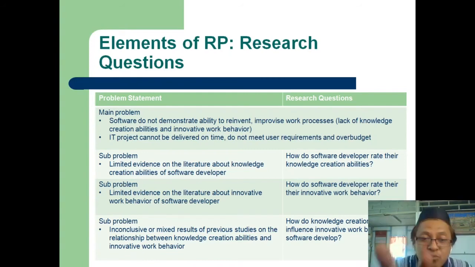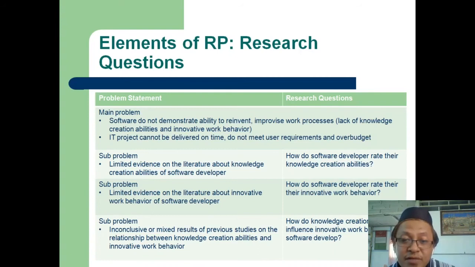So from the main problem, of course, you have to elaborate and discuss further, so you can later summarize or condense it in the form of research questions. Actually, I've shown you these research questions. How do software developers rate their knowledge creation abilities? The sub problem here is that we do not have enough evidence in the literature about knowledge creation abilities among software developers. So we want to find out, and then we create the research question.